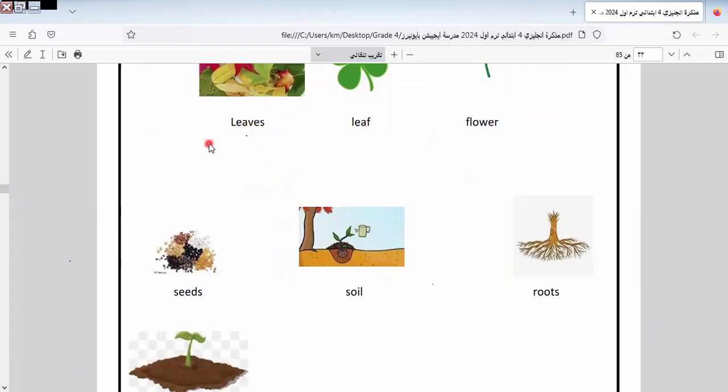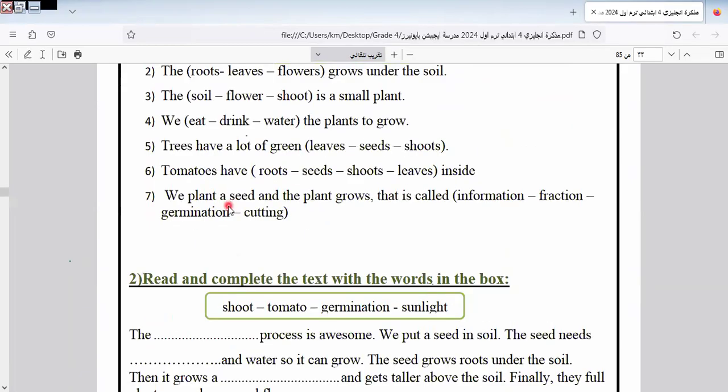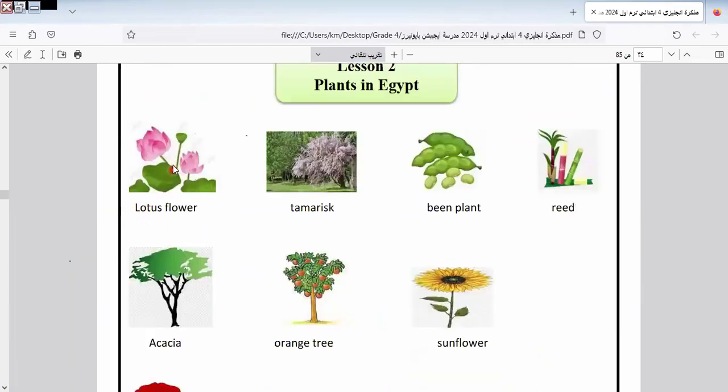Here we have leaves and leaf. Leaf is singular and leaves is plural. Flower, seeds, soil, root, shoot. Here is shoot. Let's go to another. Here we have lotus flower, tamarisk flower, tamarisk tea. This is called tamarisk. Bean. Here is a misprint. It will not be bean with an e, we have a here. It will be bean plant.